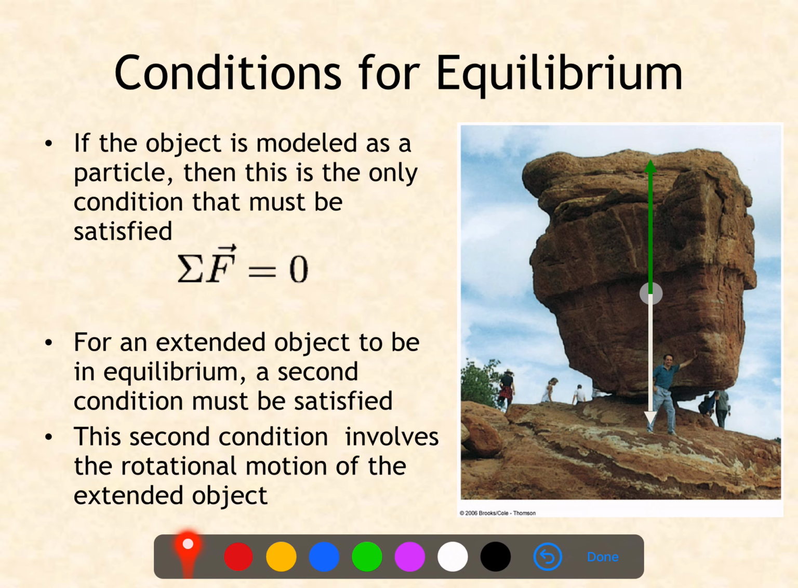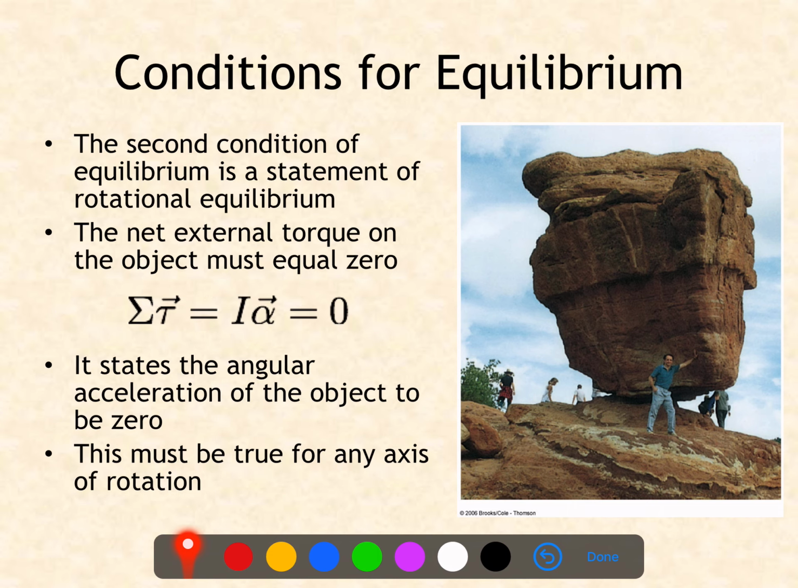For a point object, you don't need to really consider torques, but if there is an extended body to the object, it could be rotating in some way. And in that case, we need to look at what net torques are on the object. We want those to be equal to zero for the second condition to be met. And that is a statement of rotational equilibrium, that the sum of the torques is equal to zero.